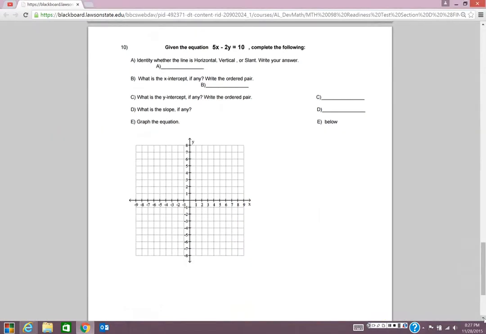Alright, we have 5x minus 2y equals 10, and we need to identify whether the line is horizontal, vertical, or slant. Well, it's not one of those special cases where y equals a constant or x equals a constant, so I know it will be slant. It asks for the x- and y-intercepts again, and the slope. If you wanted to put it in slope-intercept form, you could.